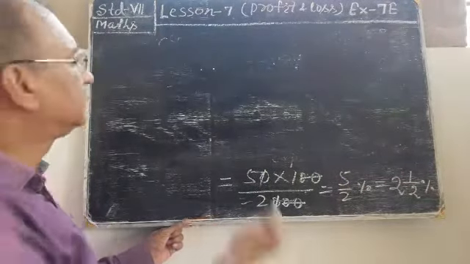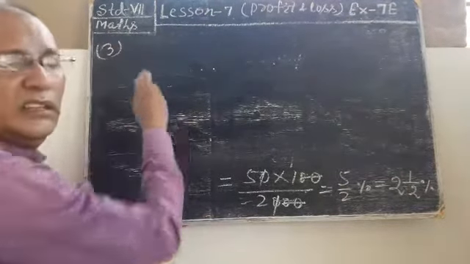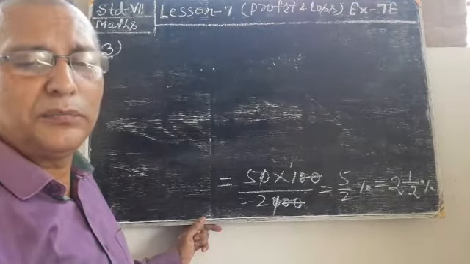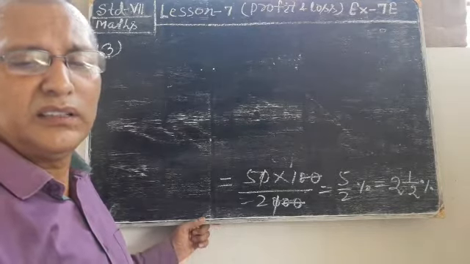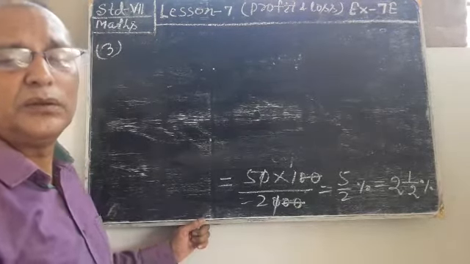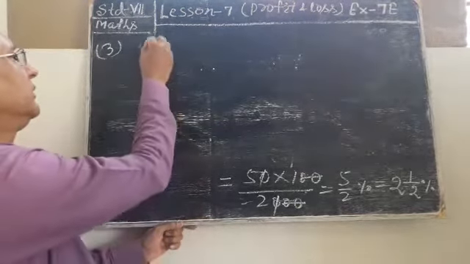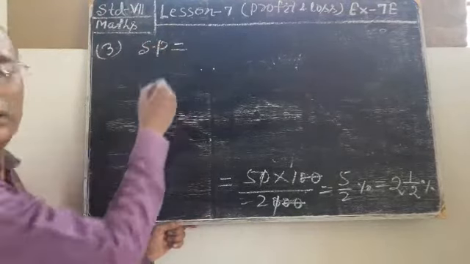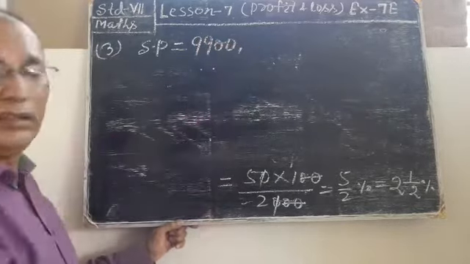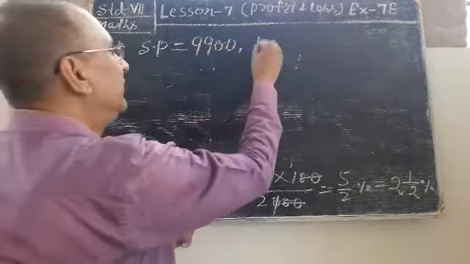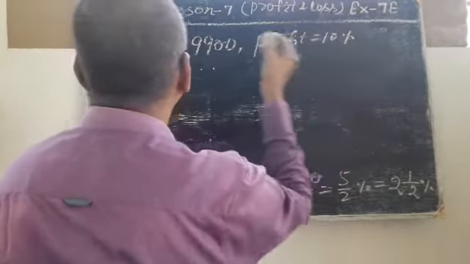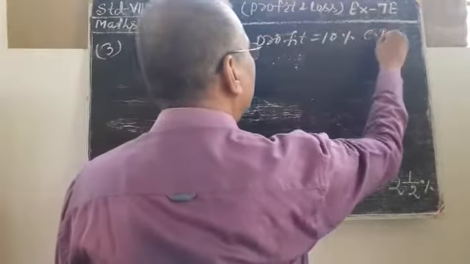Question number 3 is written in language form, but finally we come to know that by selling an article for rupees 9,900, Sasank gains 10%. Find the CP. So SP is equal to, we can summarize it and write it, SP is equal to 9900. Profit is given, 10%. We have to find CP.